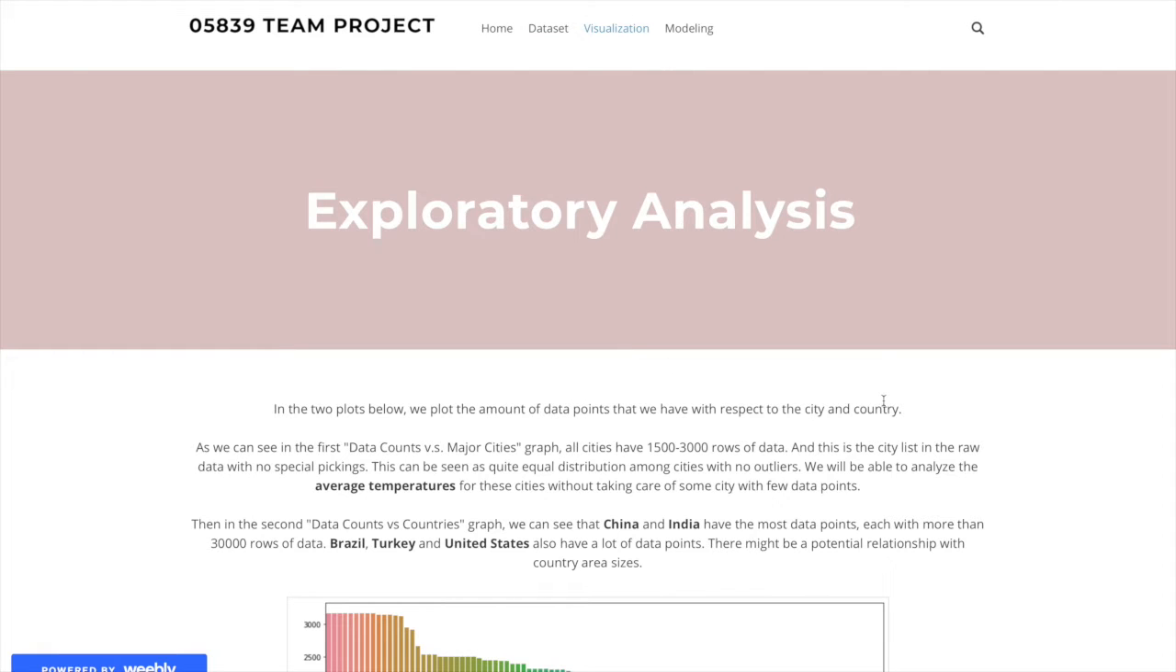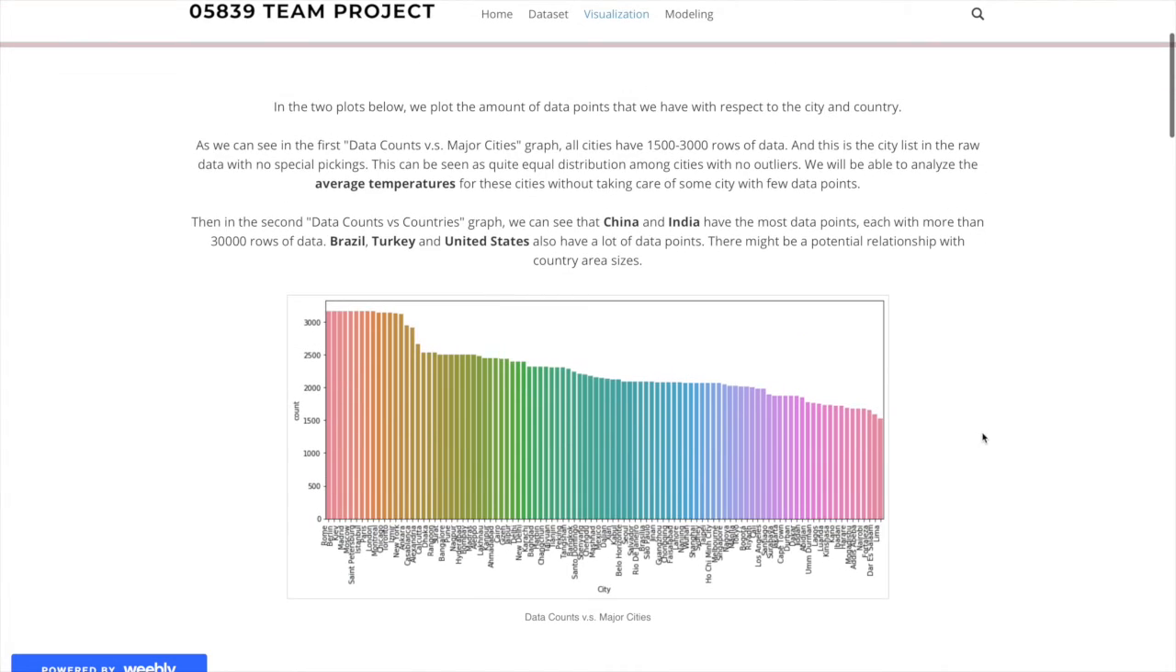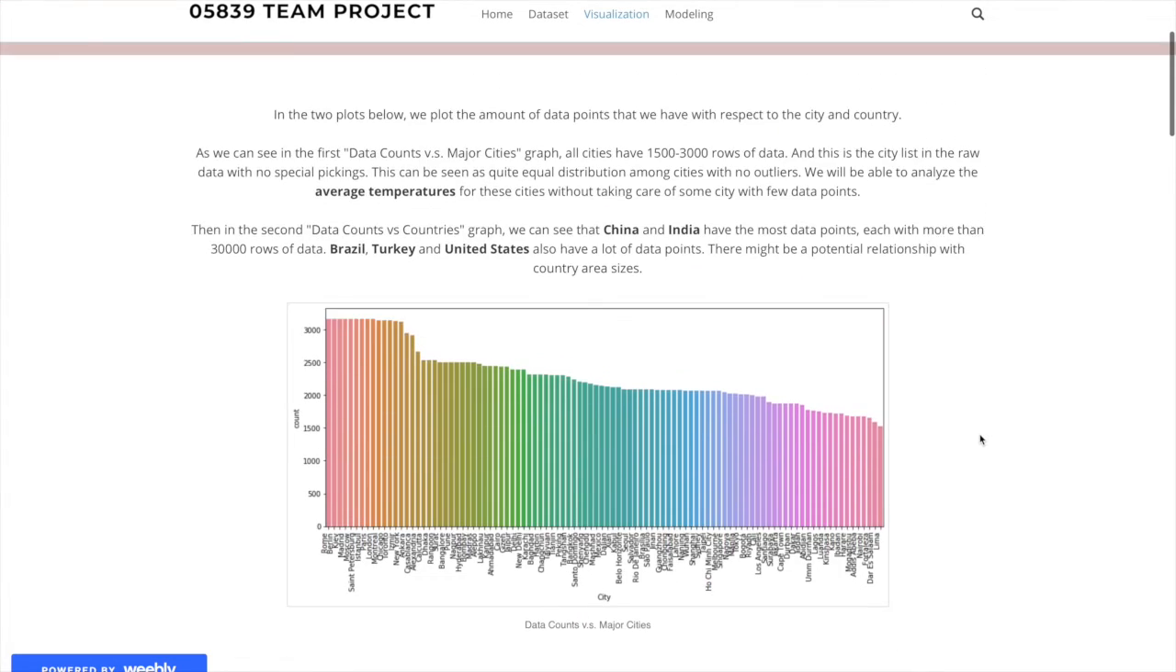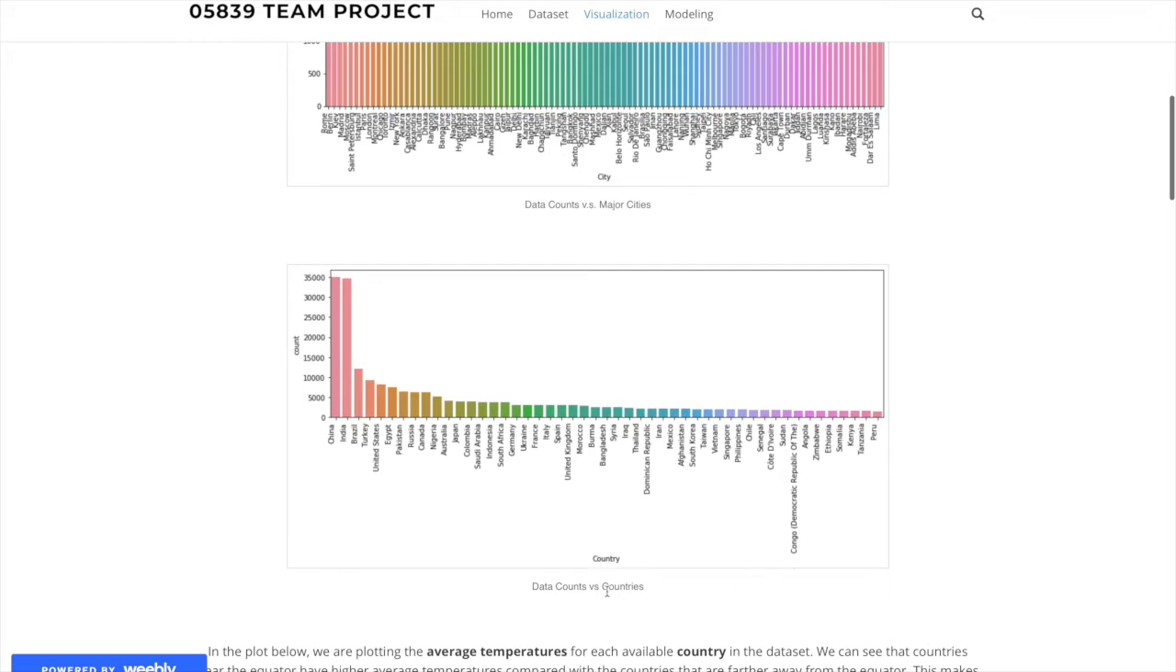So here is some exploratory analysis of our dataset. In these two plots, we have plotted the data counts versus the major cities. We can see that Rome and Berlin have the most data points, followed by Kiev and Madrid. In this plot, we have data counts versus countries. We can see that China and India are the countries that have the most data points, followed by Brazil and Turkey.